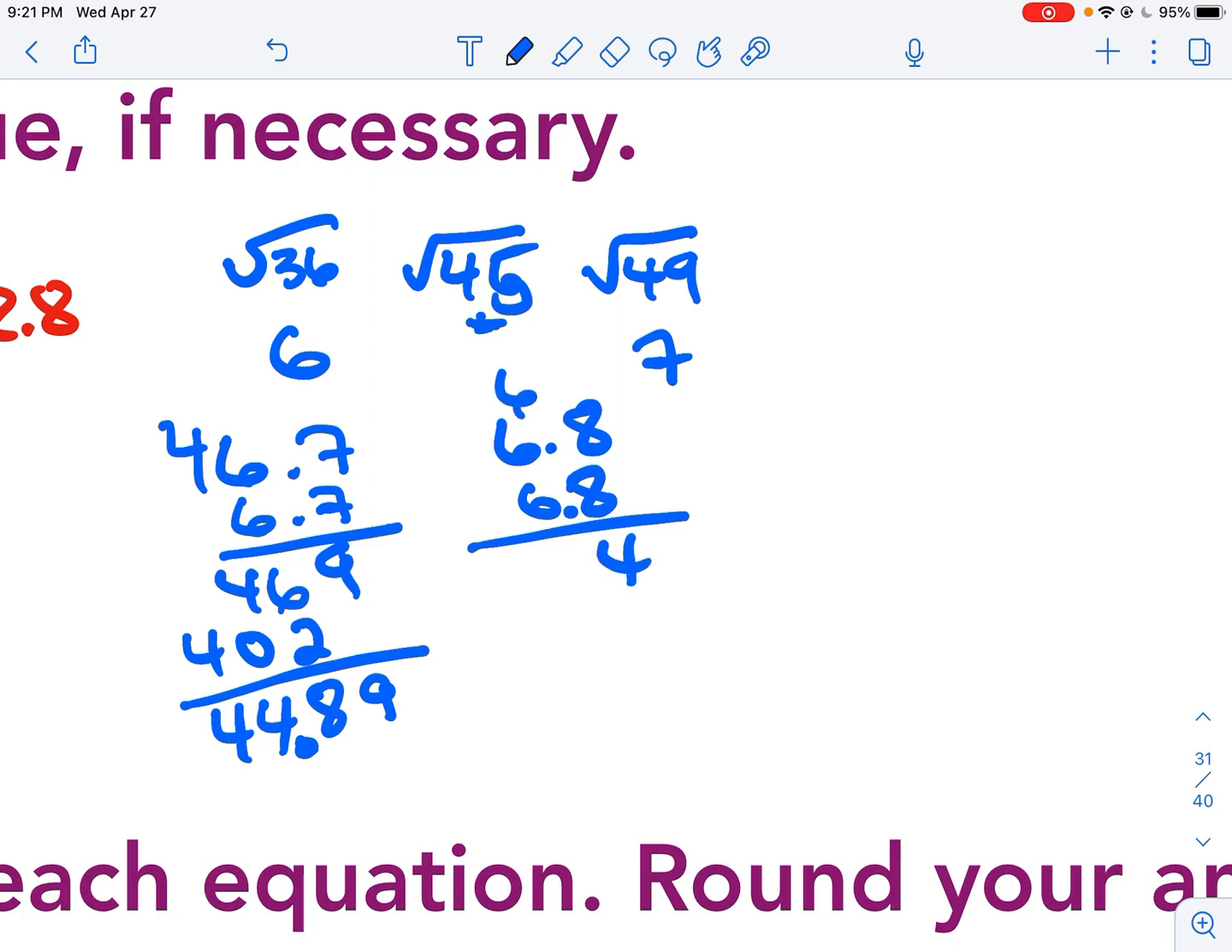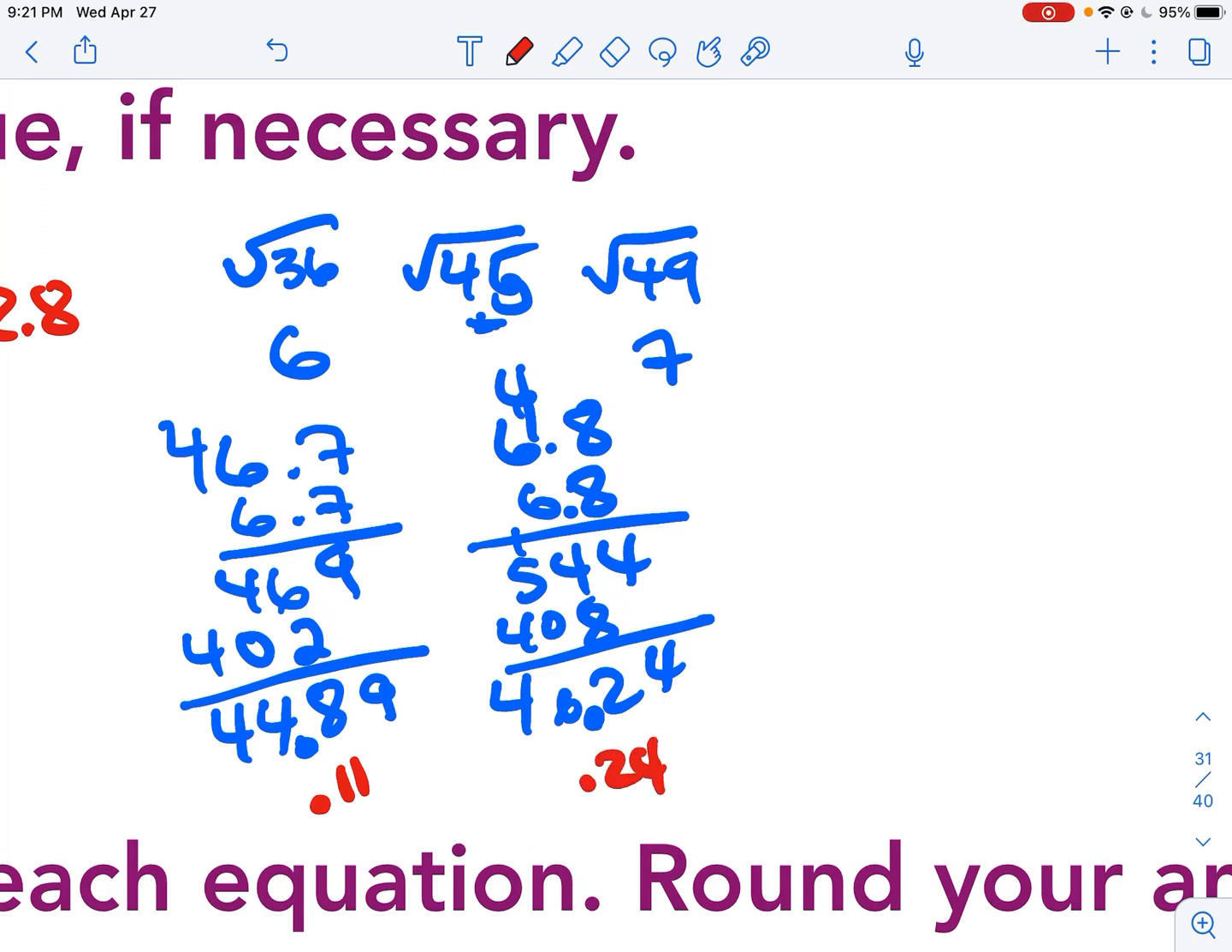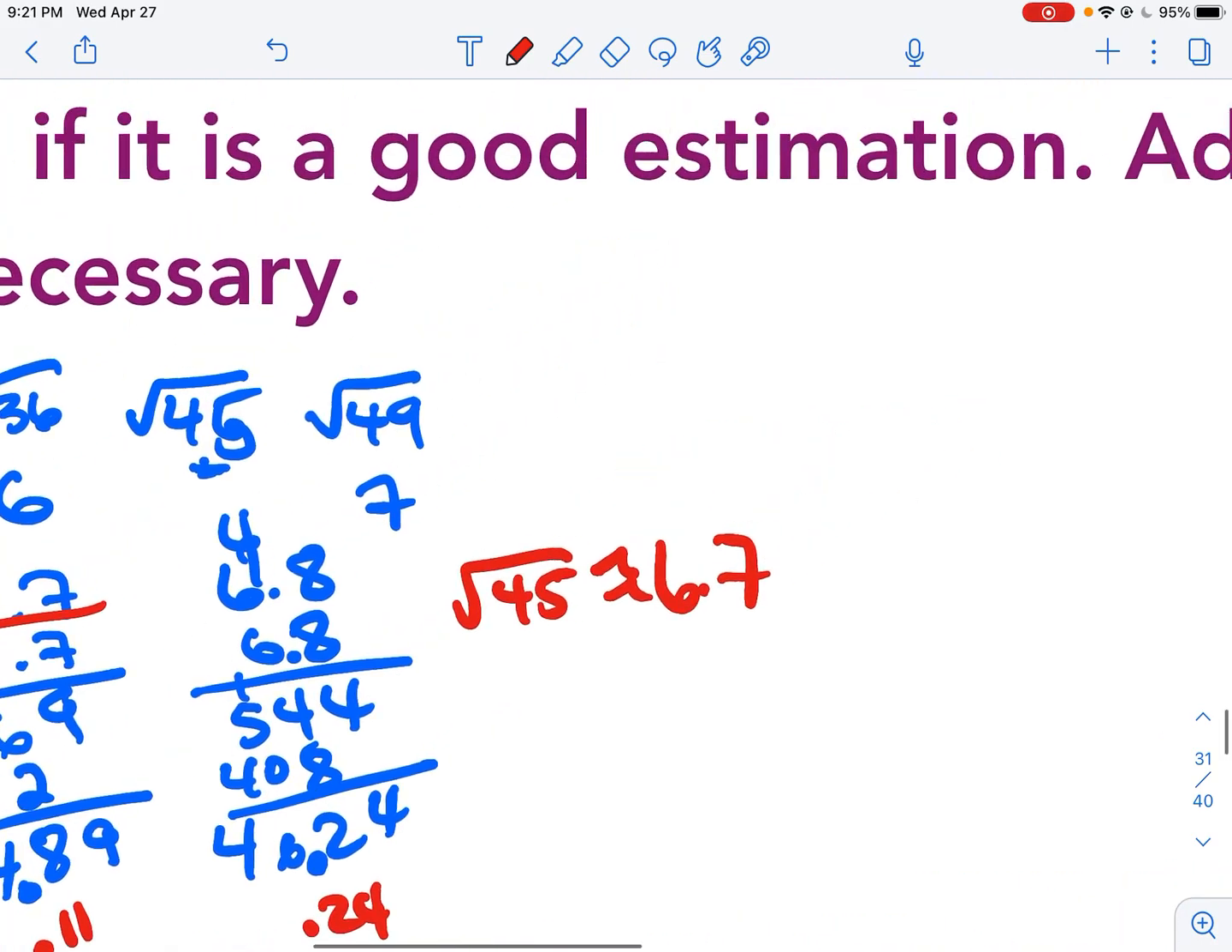That's 64. That's 48. So 54. That's 48. 36 plus 4 is 40. So 4, 2, 6, 4. 46. Which one is it closer to? It's 0.11 away here. It's 0.24 away here. So it's closer to this one right here. So square root of 45 is approximately 6.7.